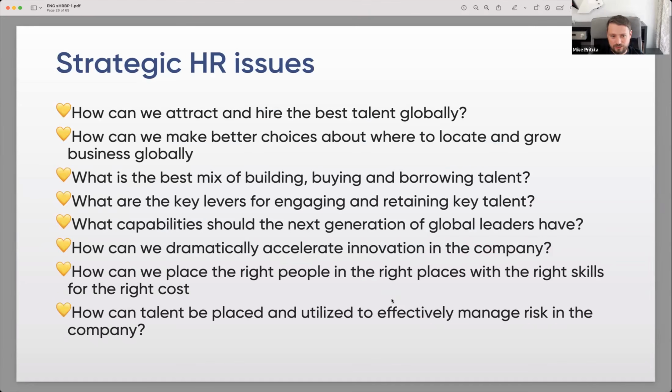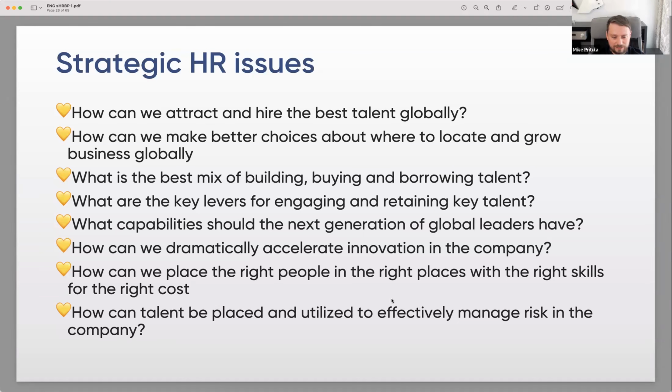Strategic HR issues. How can we attract and hire the best talent globally? These are the issues that strategic HR business partners are trying to solve. How can we make better choices about where to locate and grow business globally? Just try to fill this role. Try yourself answering these questions. Not just answering, of course, implementing answers.